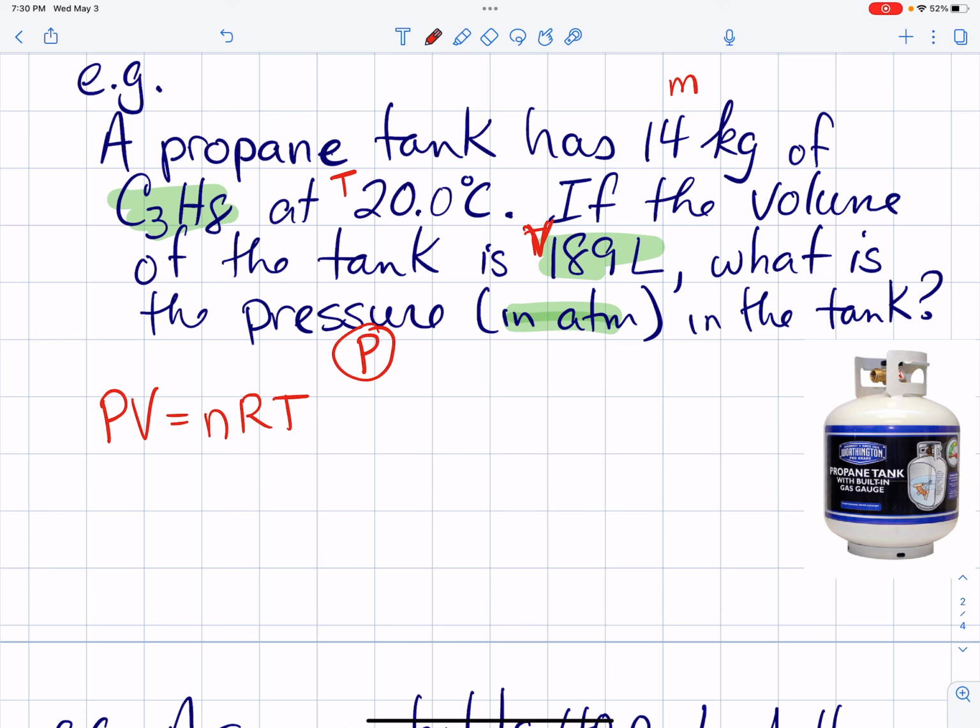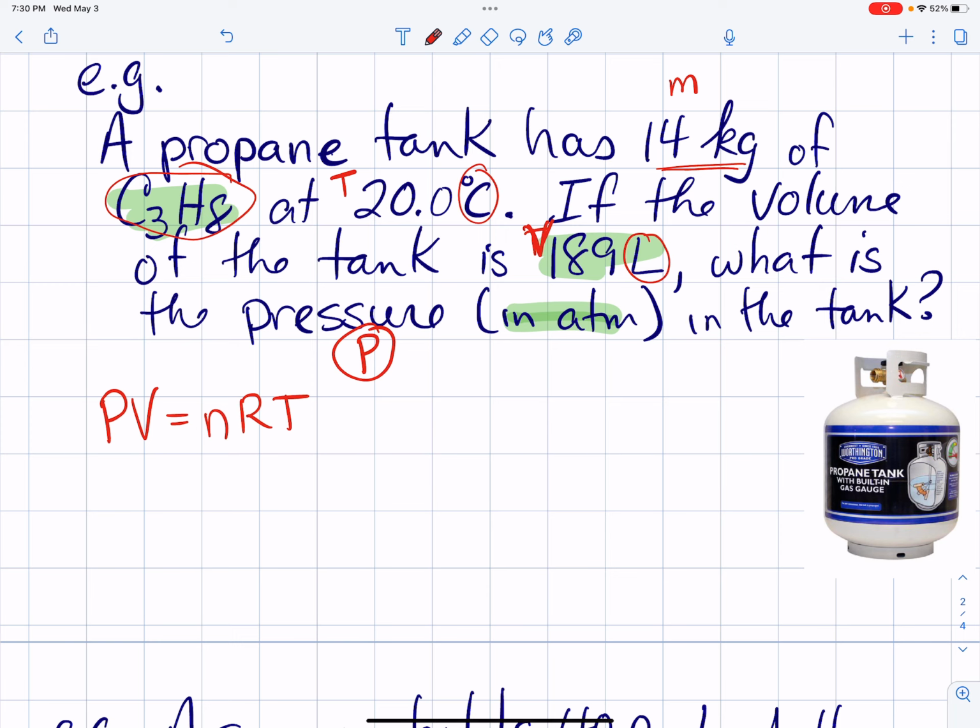We know the volume, and it's in liters. That's good. We know the temperature. It's in Celsius, so I'm going to have to convert that to Kelvin. The volume was given. The temperature was given. Do we know the moles? No, we don't. But the question did say we have 14 kilograms, and it said we have propane, which is C3H8. I'm pretty sure I can calculate moles.